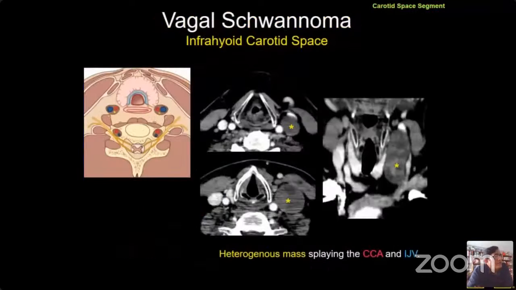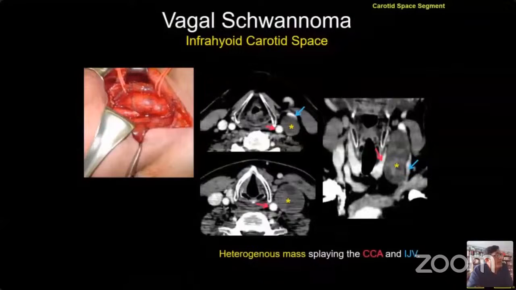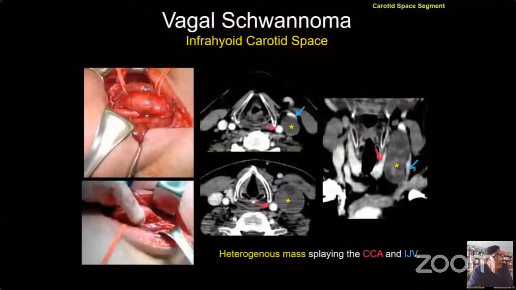Again, another case. There is a vagal schwannoma in the infrahyoid carotid space. You can see that it cleaves the internal jugular vein and the carotid artery. Huge one, going longitudinally, because this is along the course of the vagus nerve within the carotid space. And this is the surgical image, and you can see how the fusiform dilation of the vagus nerve is showing up there.